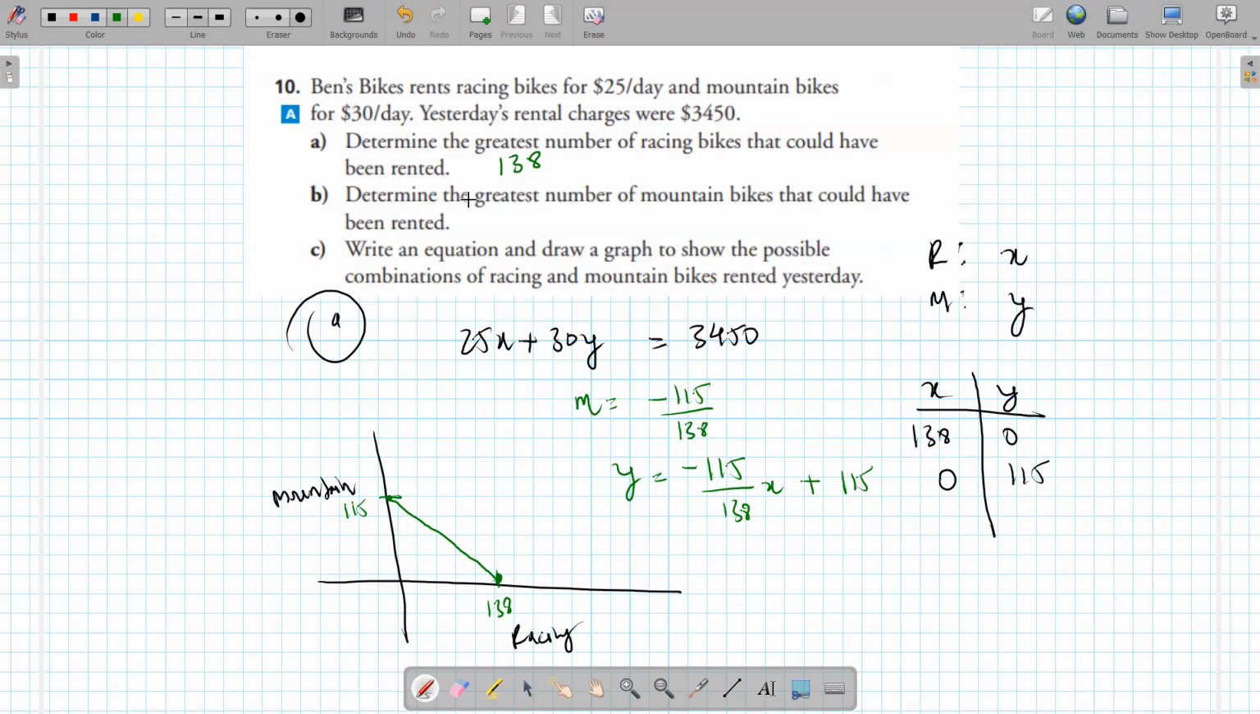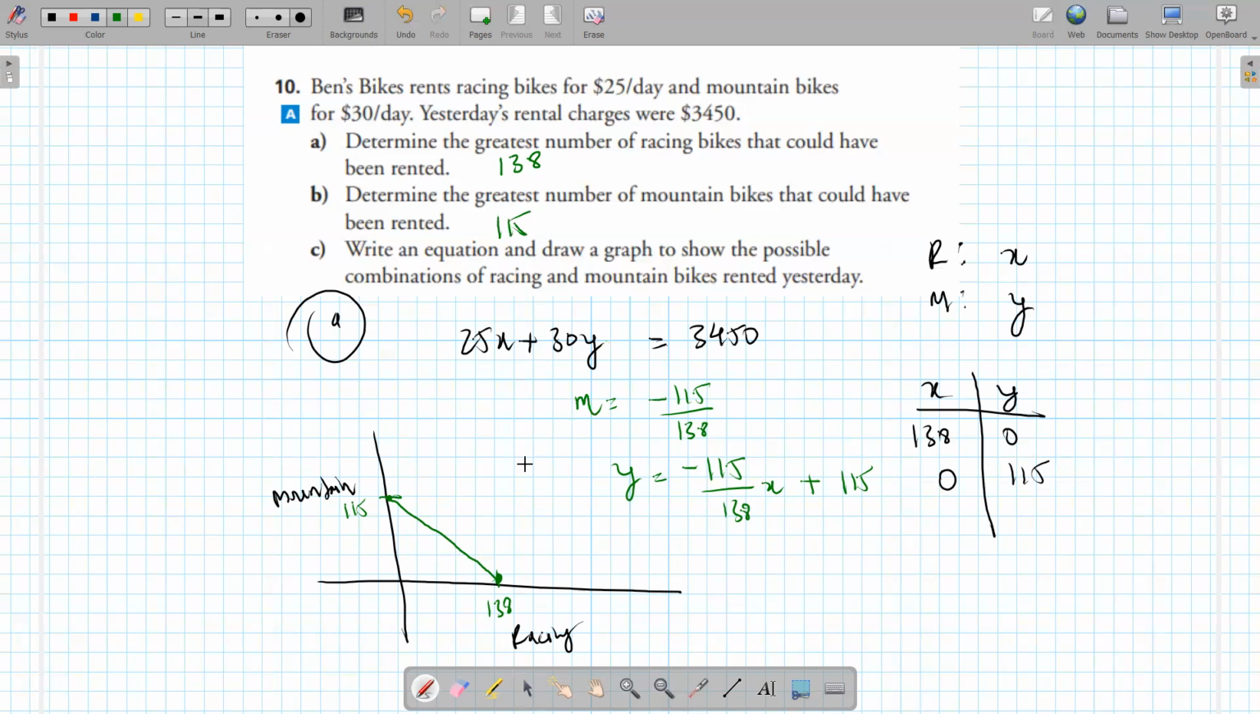Okay, greatest number means the other guy. Look at this equation. Greatest number means we were trying to maximize this, so that means we're going to minimize this. And the minimum y value is going to be 0. You rent no mountain bikes at all, so it's going to be 138. What about B? Determine the greatest number of mountain bikes that could have been rented. It's 115.